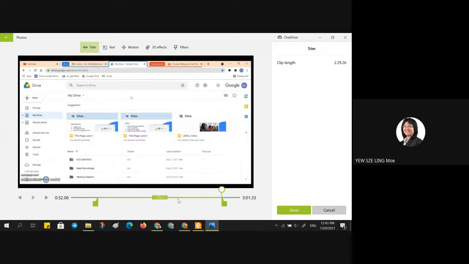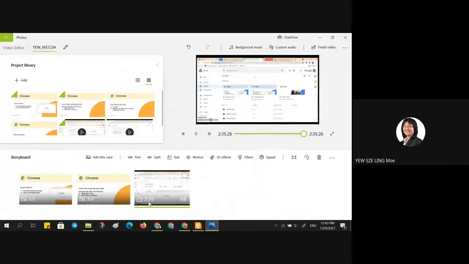So this green color bar is where you want to keep. The grayed out zone is a place that you want to throw away, you want to remove. So now you're satisfied, you're happy. What next? Done. Click done. So now you see the video has been shortened to 2 minutes 29 seconds. Just now it was 3 minutes.